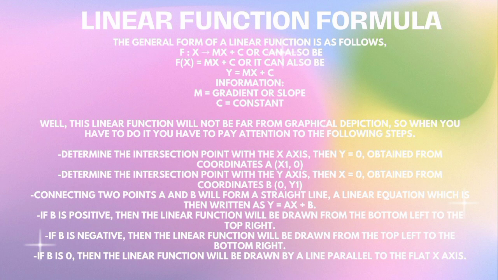If b is positive, then the linear function will be drawn from the bottom left to the top right. If b is negative, then the linear function will be drawn from the top left to the bottom right. If b is 0, then the linear function will be drawn by a line parallel to the flat x-axis.